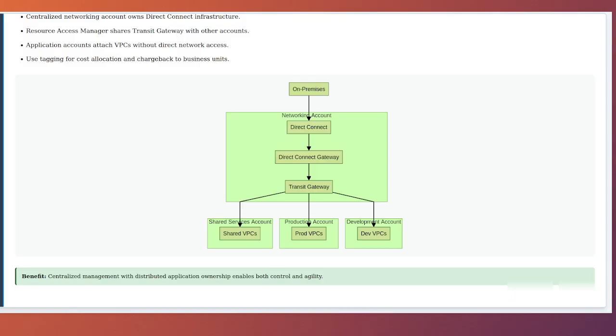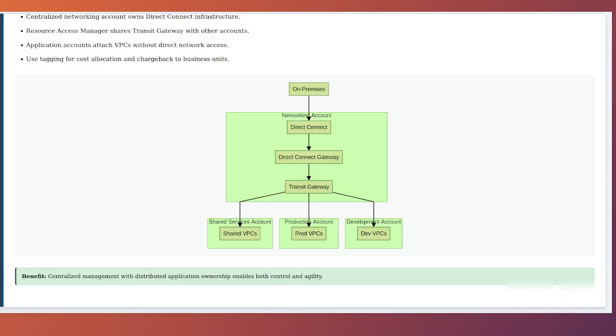An alternative pattern is to use VPC peering to connect VPCs across accounts to a central networking VPC that has the Direct Connect attachment. In this model, the networking account has a VPC with a virtual private gateway connected to Direct Connect. Other accounts peer their VPCs to this central networking VPC.